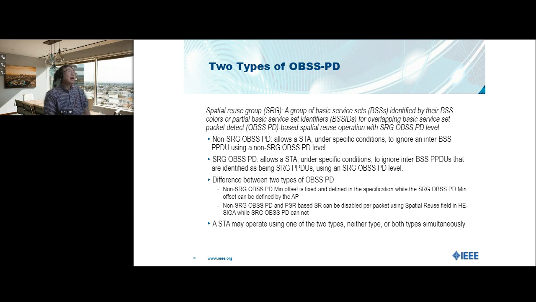So there's another type, non-SRG group, where you don't know what the other AP is, and you don't have any coordination with them. In this case there's no negotiation, there's no coordination. With non-SRG OBSS PD, you have a little more freedom: you can turn off the OBSS PD, disable it if you want, on a packet basis.